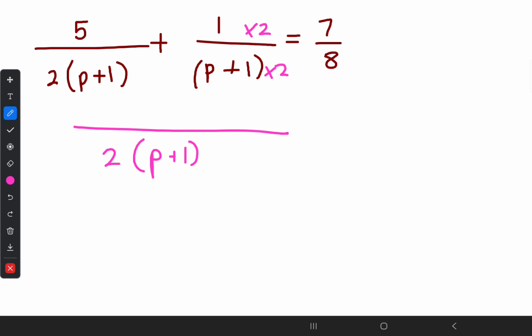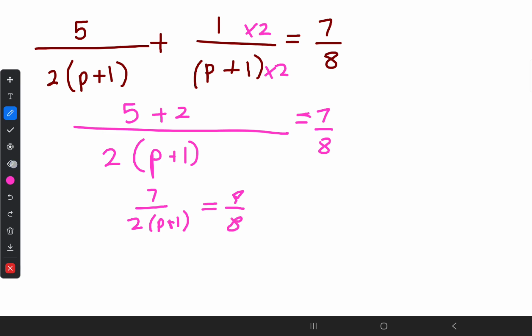So hereafter, we just made the denominator the same. I explained how we need to make the denominators the same: by multiplying the second fraction by the number 2. So 5 plus 2 is 7 upon 2 times p plus 1, which is equal to 7 upon 8.